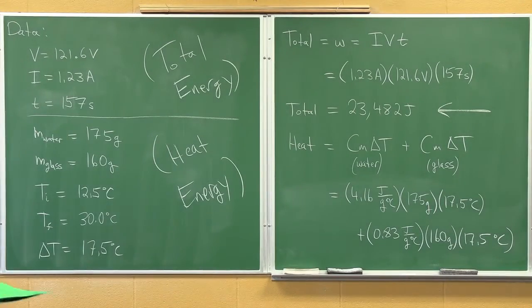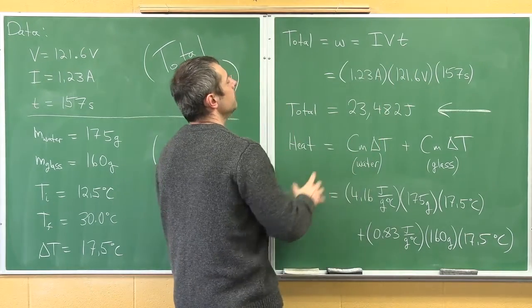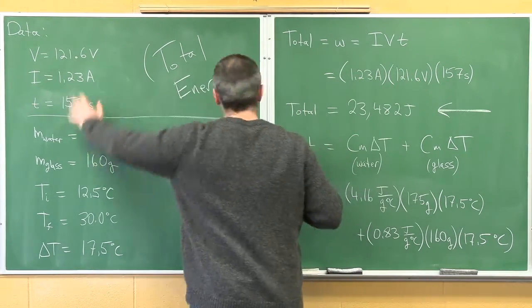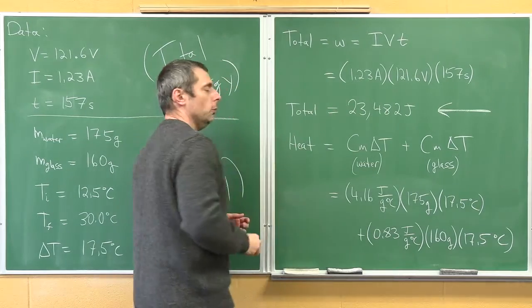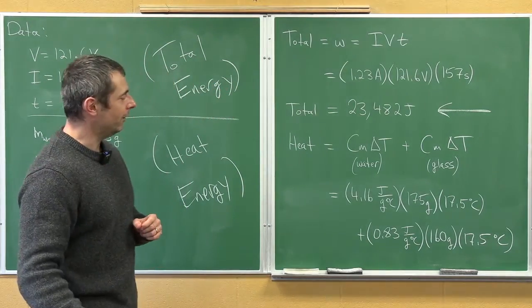They had a VIT, I wrote it IVT, same formula. Current, voltage, time from here. Punch that on a calculator, get 23,482 joules of electrical energy came out of the wall.